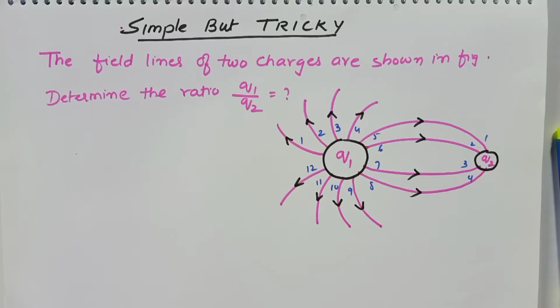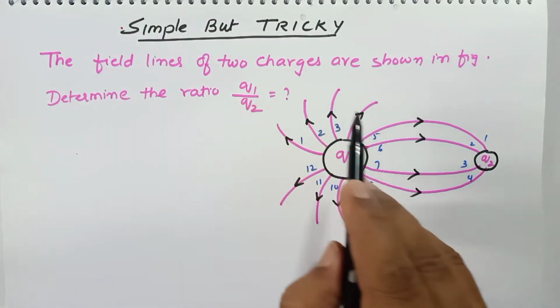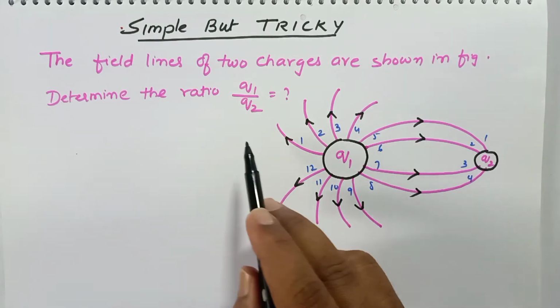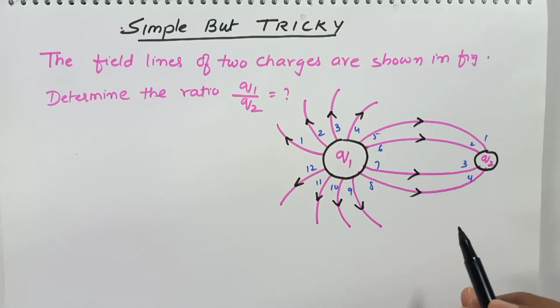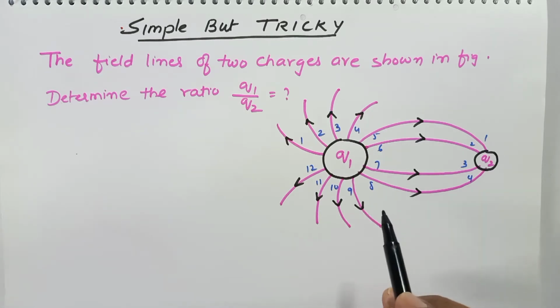Okay, so the next question, that is simple but a very tricky question I'm going to discuss today. So what is this question explaining? Let us see here. The field lines of the two charges are shown in the figure. Determine the ratio of Q1 by Q2. So what is this ratio Q1 by Q2? It's very simple here. Okay, so it's a very tricky question.